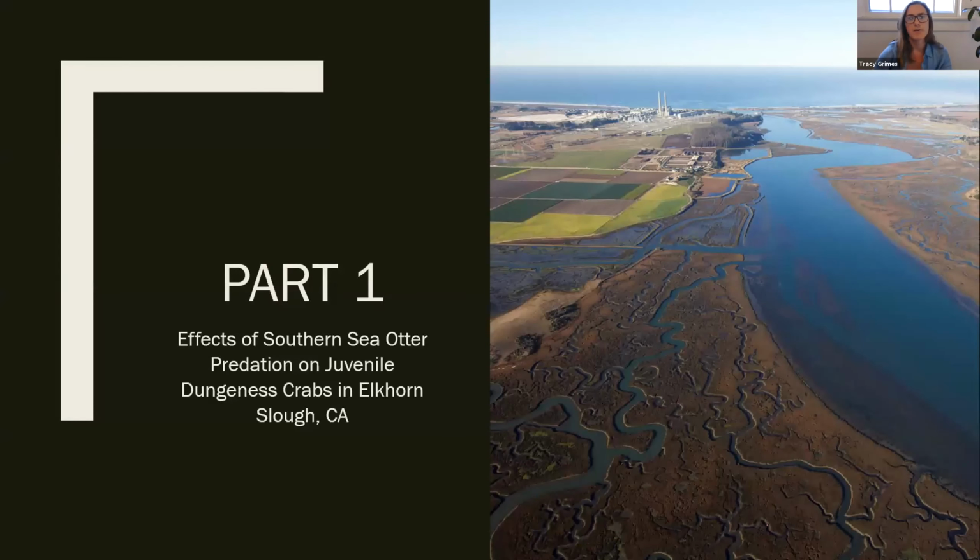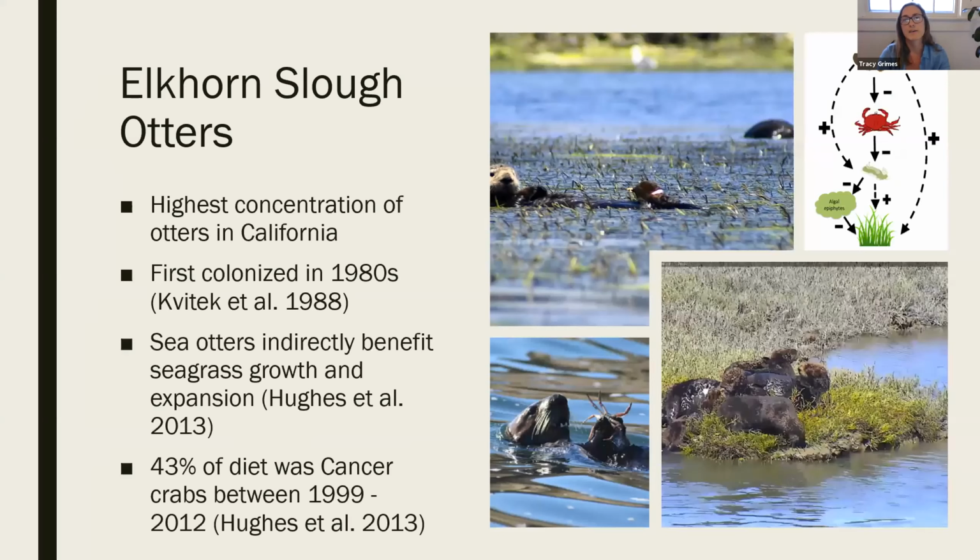So here's Elkhorn Slough. It's a pretty small estuary, but it's actually the second largest estuary in California, second to San Francisco Bay, which is the largest. And it lets out into the center of Monterey Bay. It also hosts the highest concentration of sea otters in California.